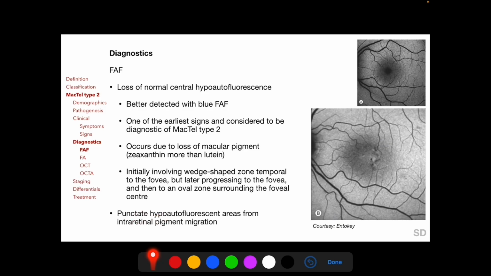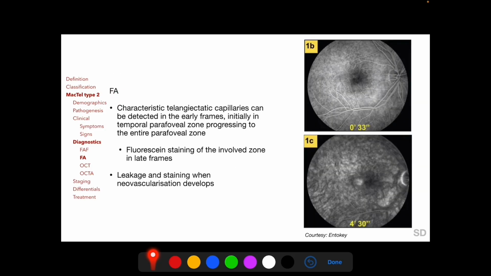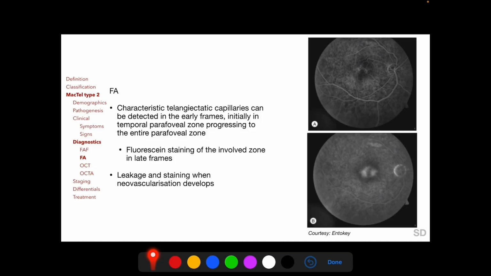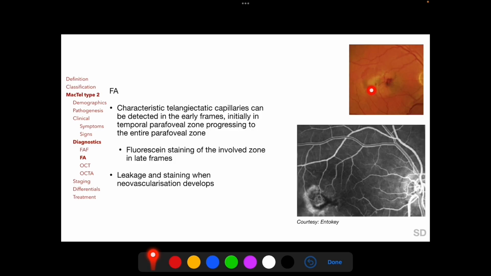Punctate hypoautofluorescent areas are also found in FAF images of eyes with MacTel type 2, corresponding to areas of intraretinal pigment migration. Fluorescein angiography shows characteristic telangiectatic capillaries in the early frames of the angiogram, with staining of the involved zone in later frames of the angiogram. This occurs in the temporal parafoveal area in the early stage of the disease process, but involves the entire parafoveal area circumferentially later in the disease process. And when neovascularization develops, fluorescein angiography shows leakage and staining from the neovascular network.